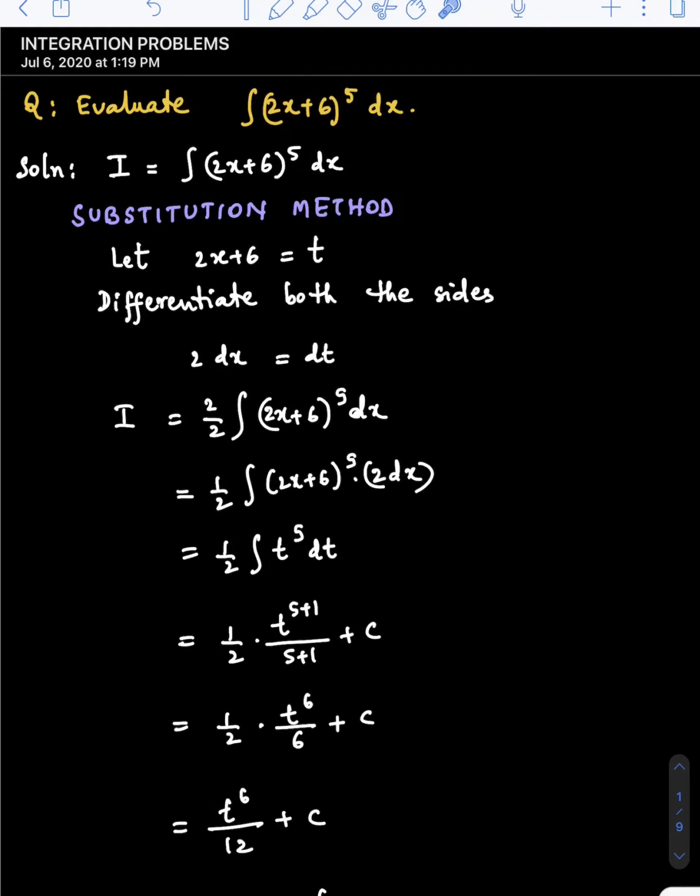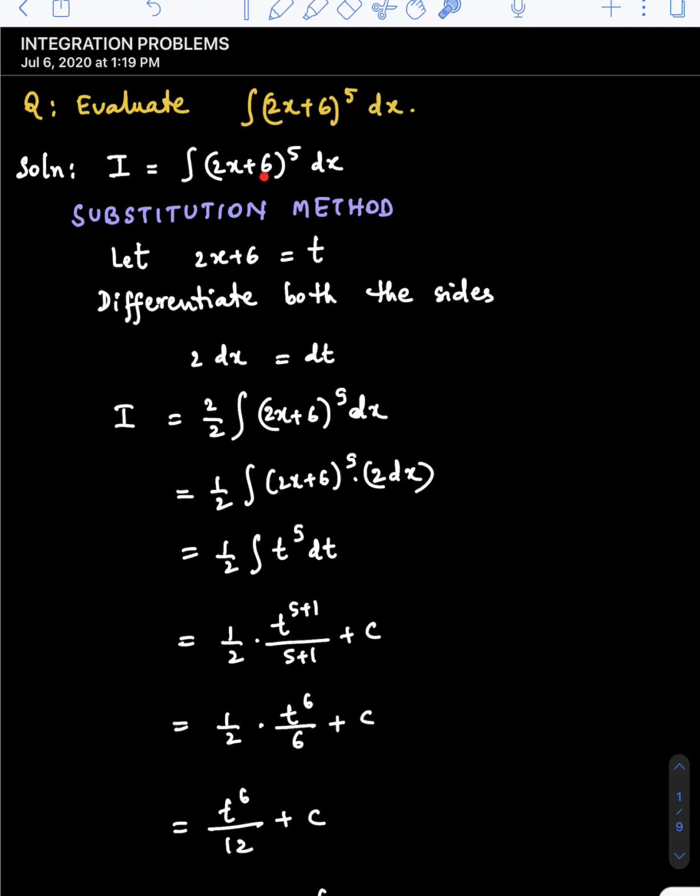Let me read it: evaluate the integral of (2x plus 6) whole power 5 dx. So this is called the integrand, which is I. The first step is I is equal to integral (2x plus 6) whole power 5 dx. Here I am choosing the substitution method.